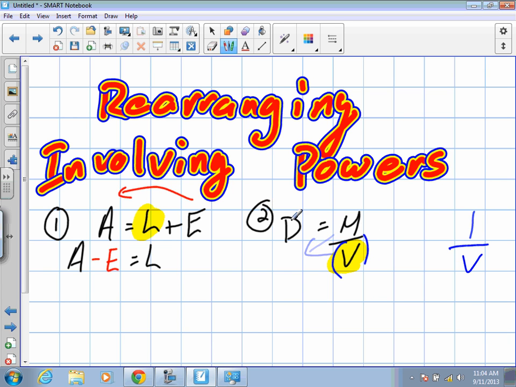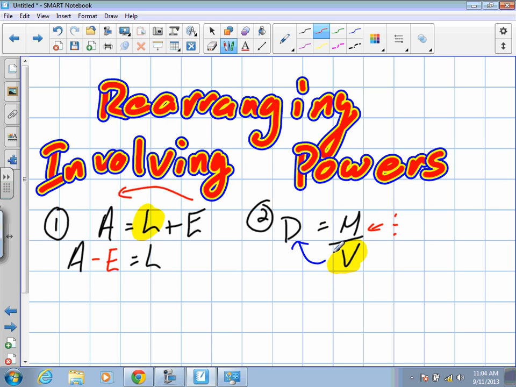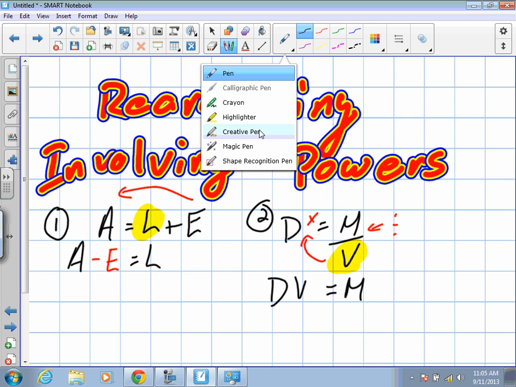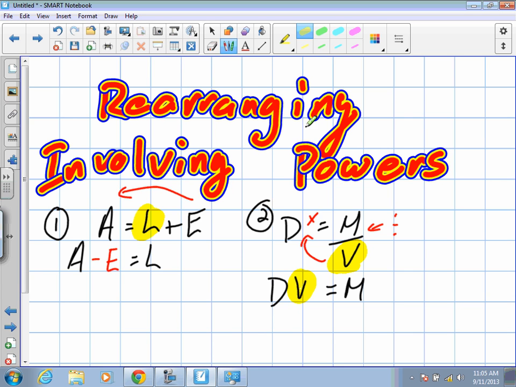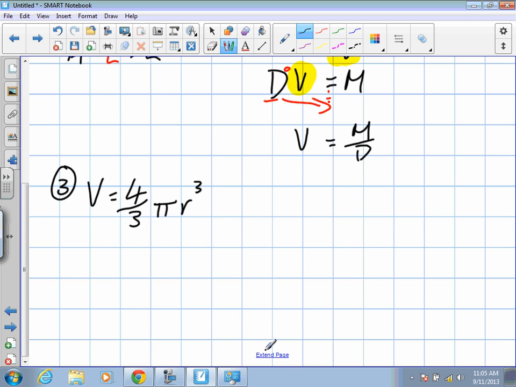So whenever we're trying to isolate for the bottom of a fraction, it's actually best to work this in 2 steps. First, move the V so we no longer have fractions anymore. Since it's divided by V, when I move V over, it becomes multiplied. So on the left side we have D times V is equal to M. We're still trying to isolate for V. So now we move D over, and because it was multiplication here, we then divide. So V is equal to M over D.